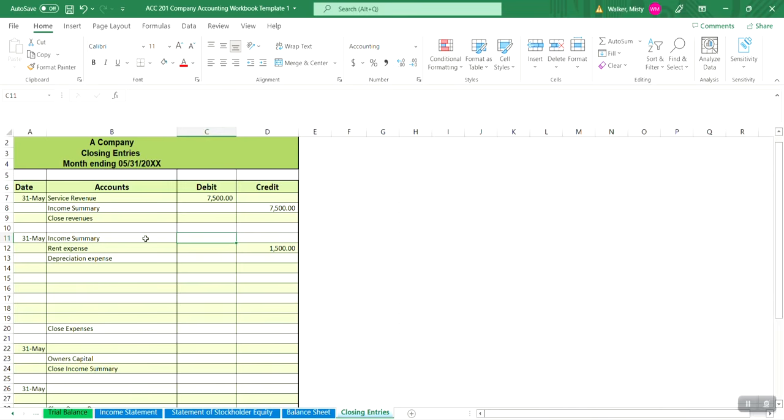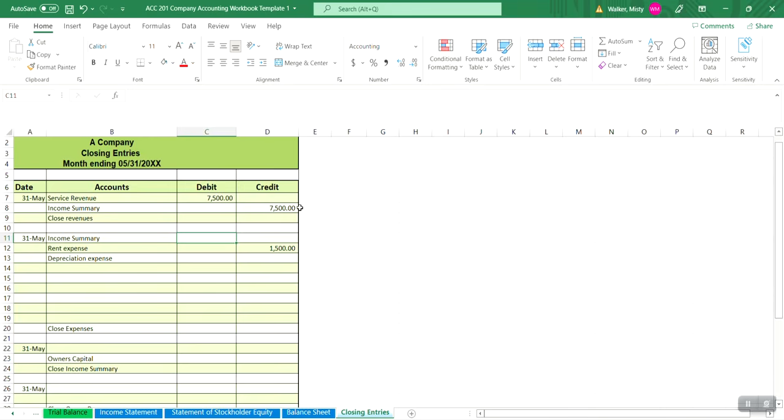So this income summary account is another temporary account that's only used during this process. The purpose of this income summary account is almost like a little mini income statement. It takes our revenues and expenses, and then it gives us a balance. If our revenues are more than expenses, which they are in this scenario, then our balance is a net income balance. It means we earned money.